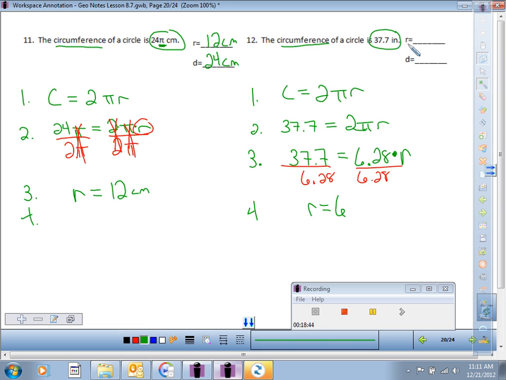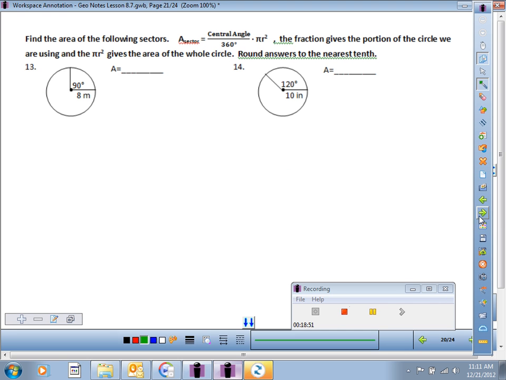And our label is inches, so it's still inches here. So our radius is 6 inches. My diameter would be 12 inches. Right? Again, here we go. We're going to look at parts of a circle. We talked about these sectors at the beginning.